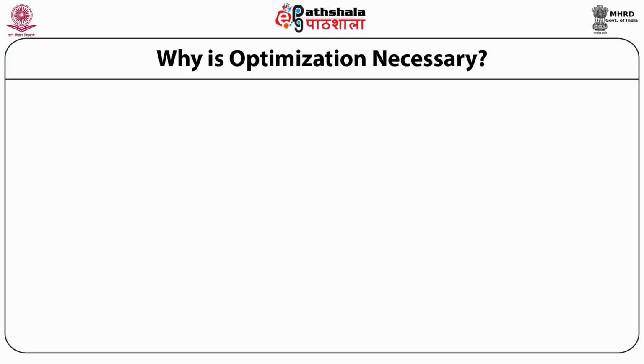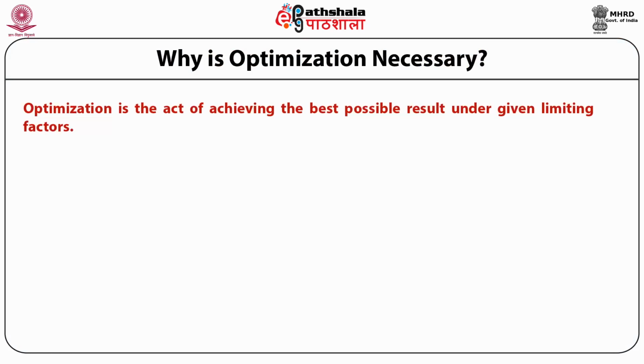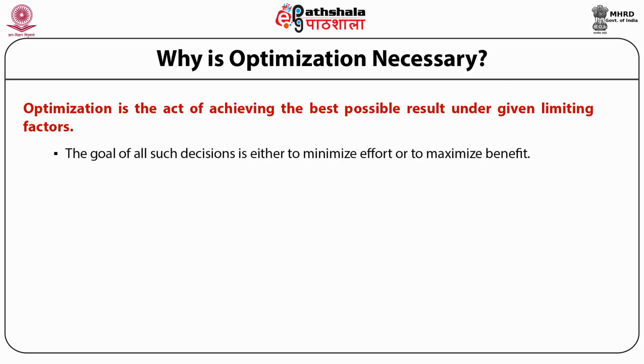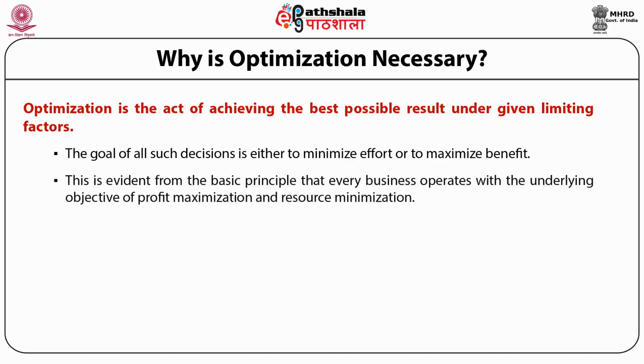Let's come to the point: why is optimization necessary? Optimization is the act of achieving the best possible result under given limiting factors. Its applications can be seen in multifaceted disciplines such as design, construction, maintenance, etc., where engineers have to take decisions. The goal of all such decisions is either to minimize effort or to maximize benefit. This is evident from the basic principle that every business operates with the underlying objective of profit maximization and resource minimization.